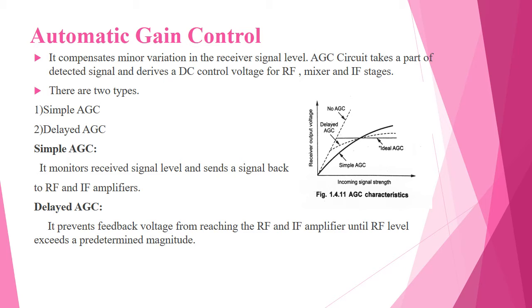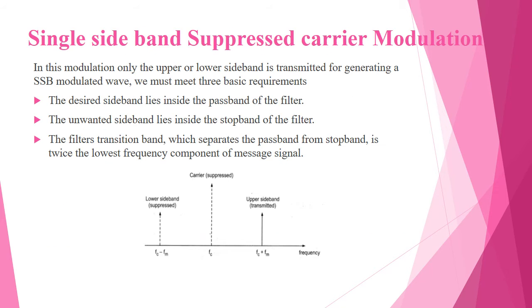So this delayed AGC is very close to that of the ideal AGC. So all of the receivers use delayed AGC only. So next we are going to see about the single sideband suppressed carrier modulation. Okay, in this modulation only the upper or lower sideband is transmitted for generating the SSB modulated wave.